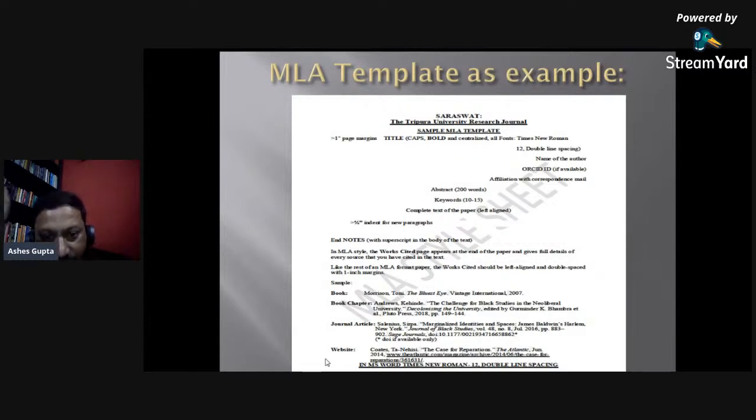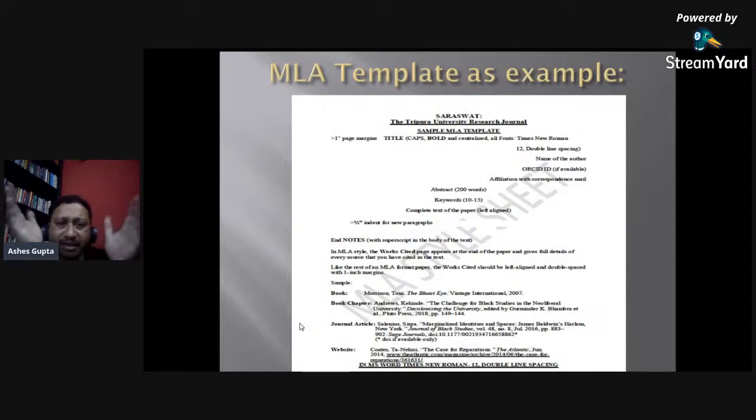In the MLA style sheet, the works cited page appears at the end of the paper and gives full details of every source that you have cited in the text. It's works cited in the MLA style sheet. In other style sheets, it could be references, it could be bibliography, whatever. Like the rest of an MLA format paper, the works cited should be left aligned and double spaced with 1 inch margin. Very clear. And then I have given a couple of samples of how you are supposed to document your references. If it's a book or a chapter of a book, the way in which you do it. If it is a journal, the way in which you do it. If it's a website, this is the way in which you do it.